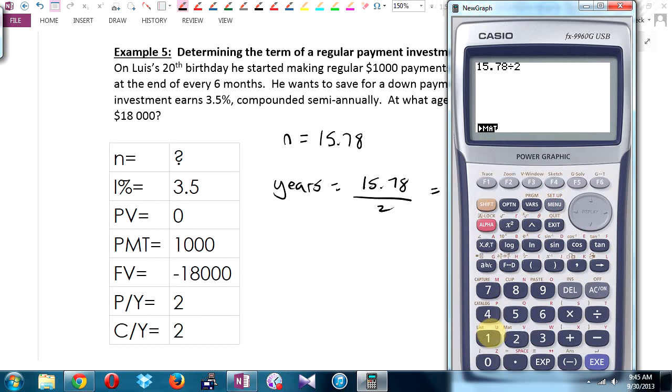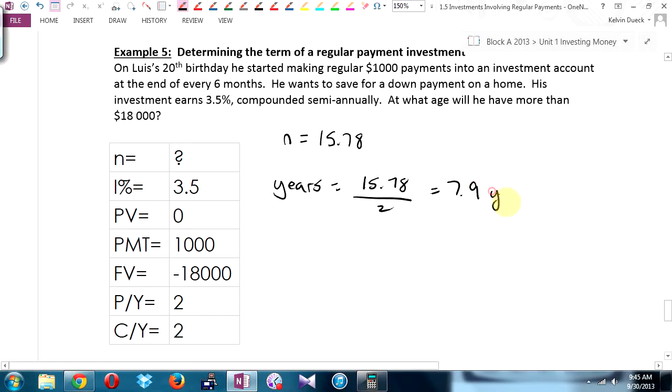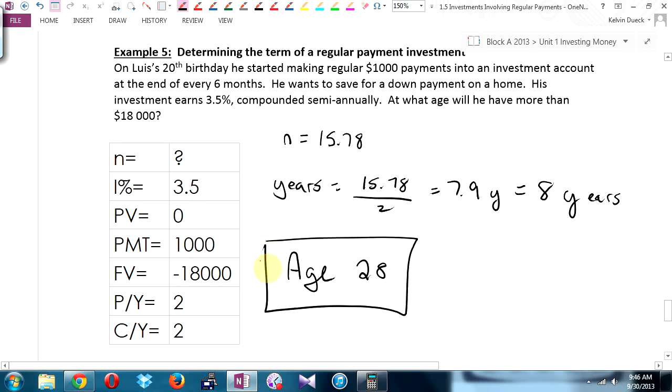15.78 divided by 2. Are you getting 7.9 years? What's that really close to? How many years? That's not what the question asked. The question asked at what age he'll have $18,000. Age 28. Because it's his 20th birthday.